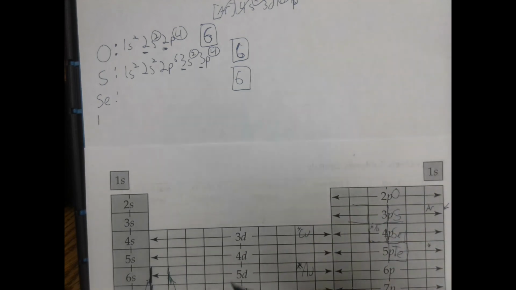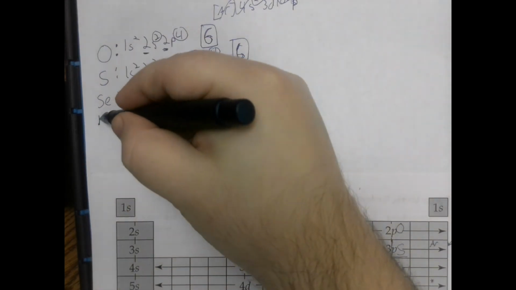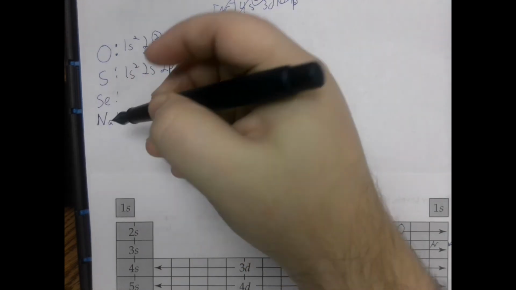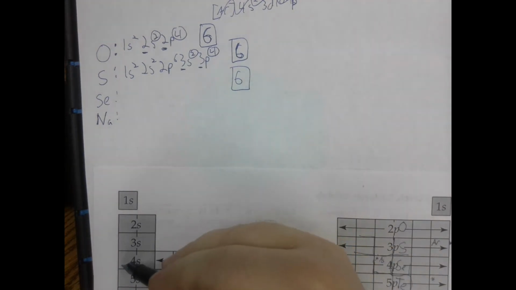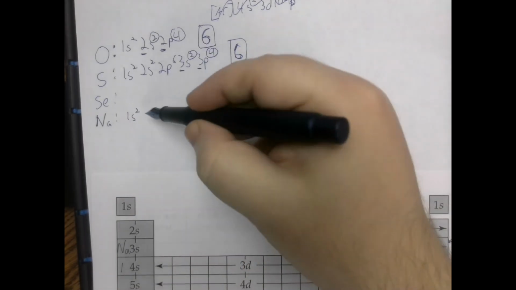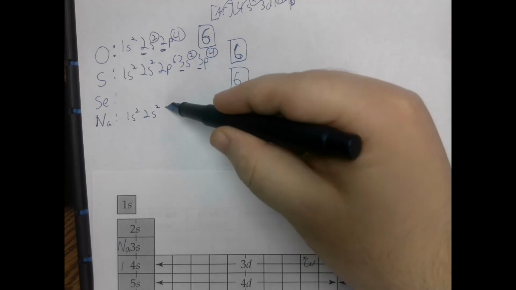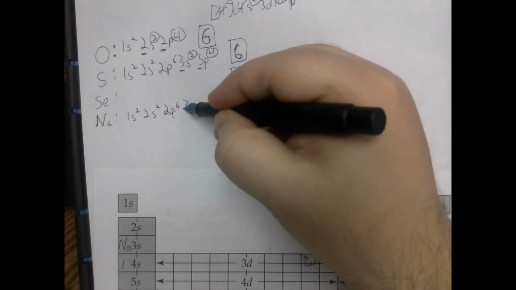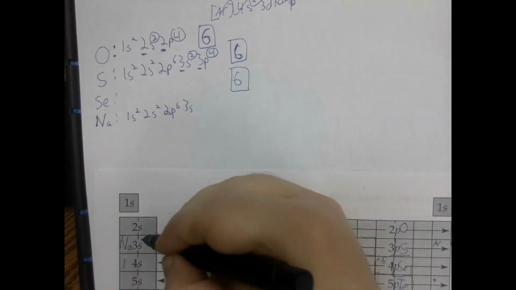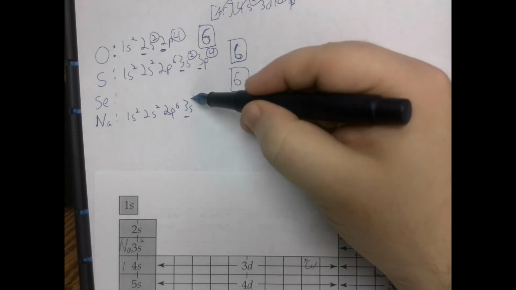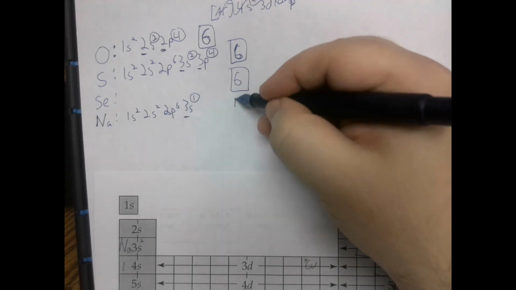let's do sodium. So sodium is right here. So it's 1s2, 2s2, 2p6, and it's going to be 3s, and this is the first one, that's the second one, so it'll be 3s1. Highest energy level is 3, so it has 1 valence electron.